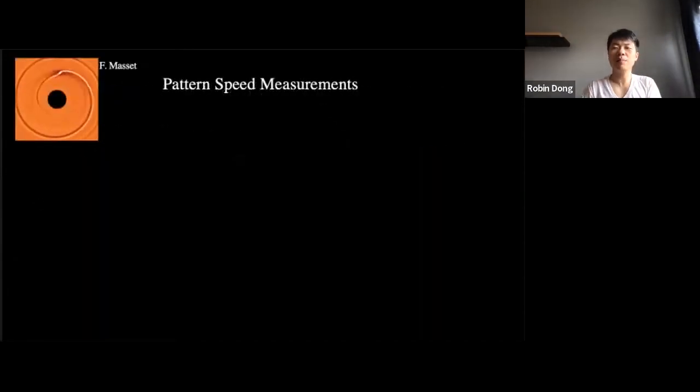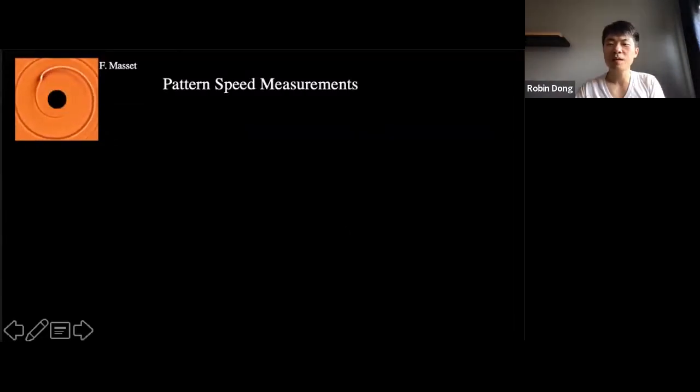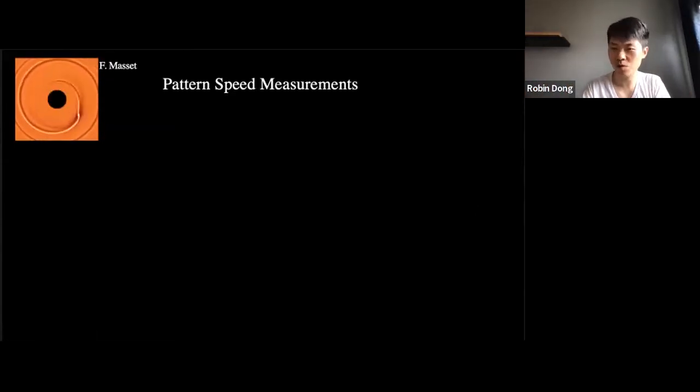First, we can measure the pattern speed of the structure and use that to infer the location of the planet. For example, planets drive density waves in the disk, and the waves correlate with the planet as we see in this movie. Therefore, if we measure the pattern speed of the spiral, we could figure out the planet's semi-major axis using Kepler's third law.